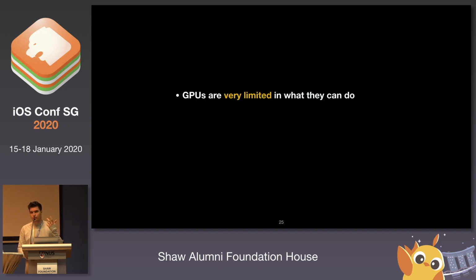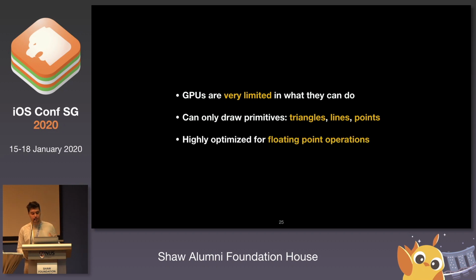GPUs themselves are very limited in what they can do. They're very dumb hardware. They don't have an OS. What they can only do is render triangles, lines, and points. And it's highly optimized for floating point operations, so that's why GPUs are not used, for example, for font rendering, because the precision is simply not enough.